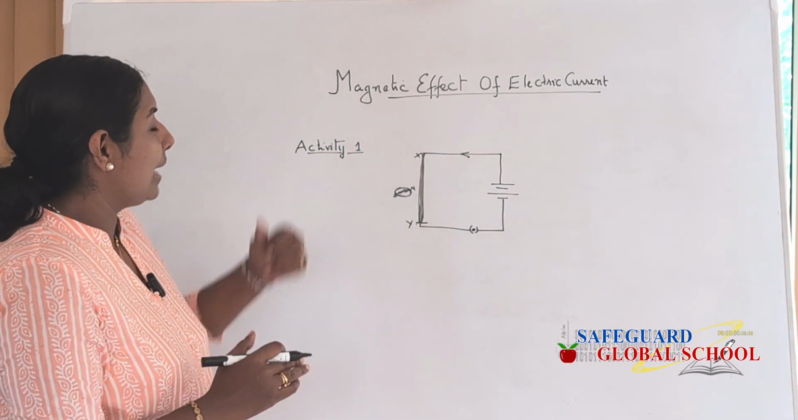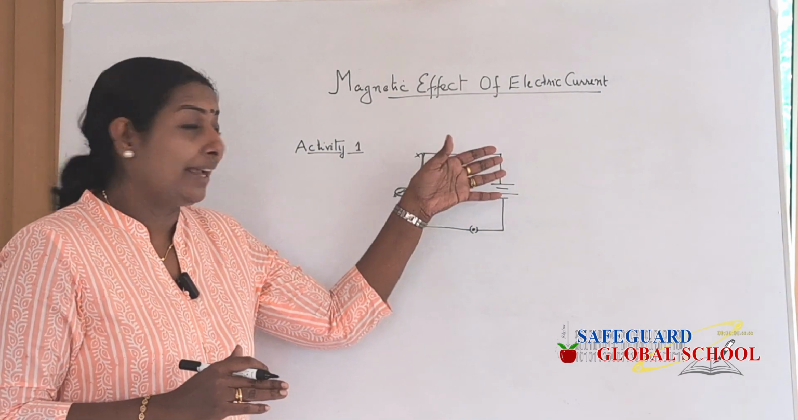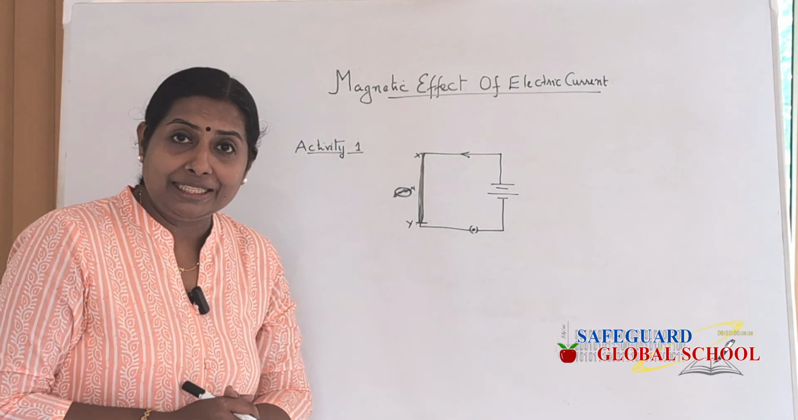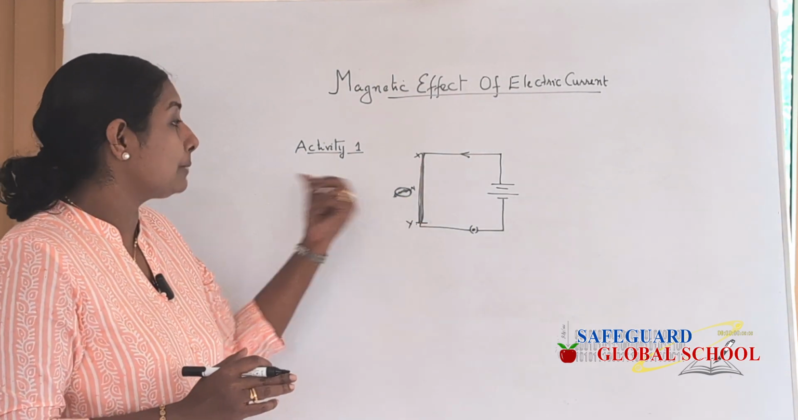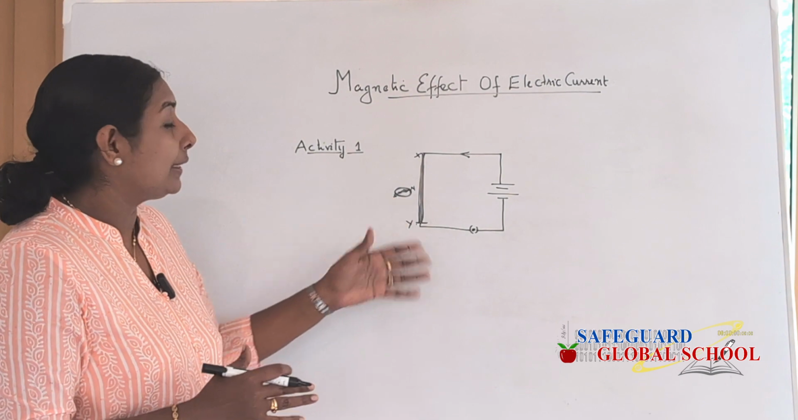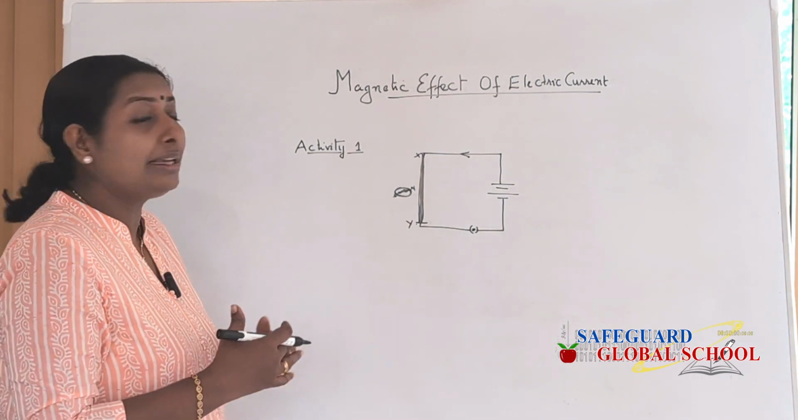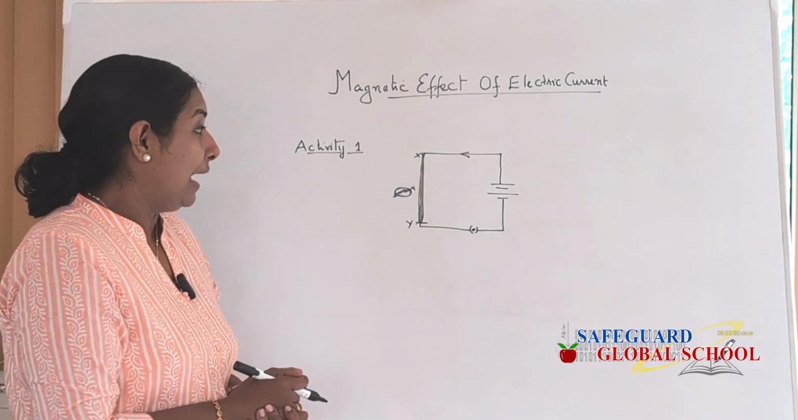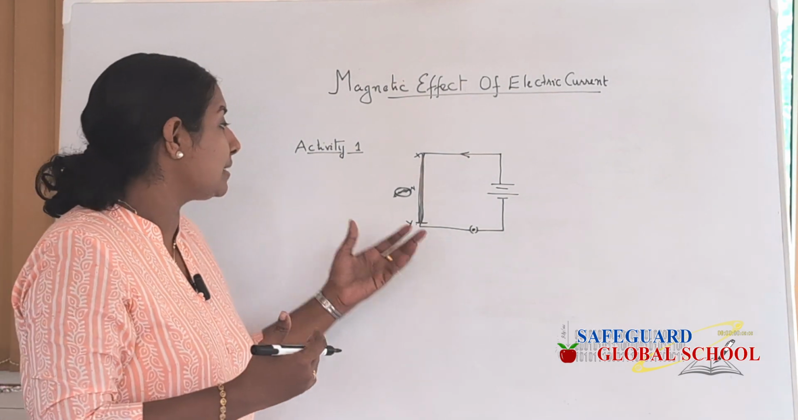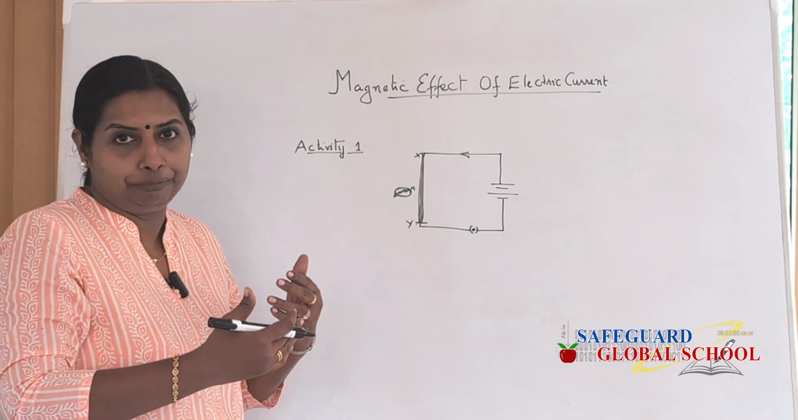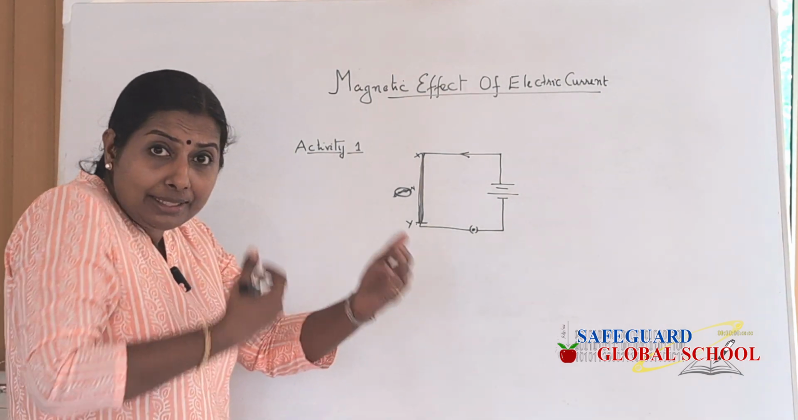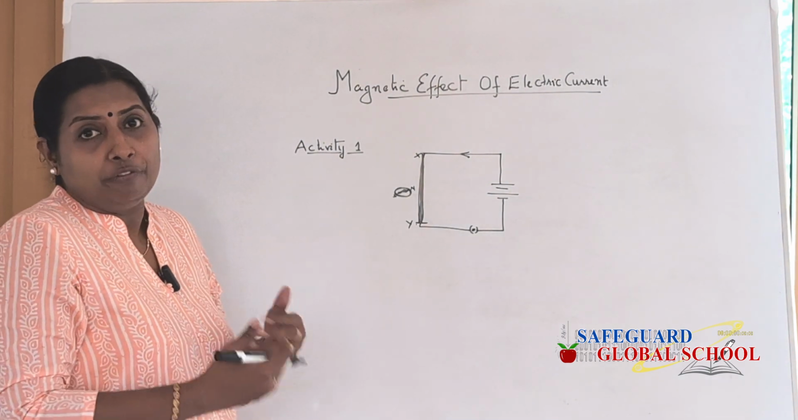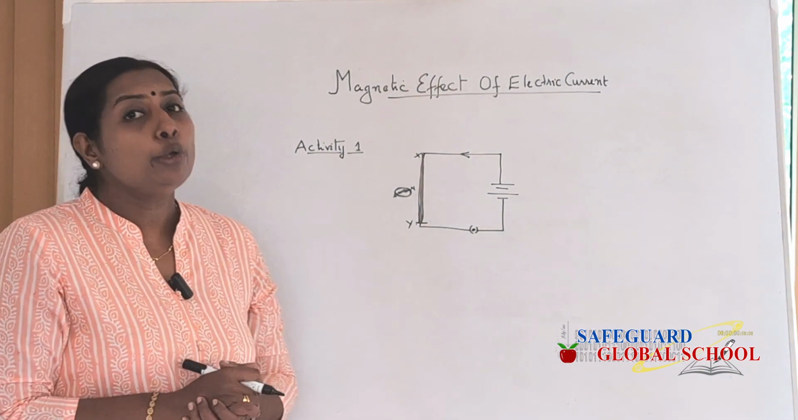So what is the activity? We have to send a current through a conductor, and we can place a magnetic needle, a magnetic compass box, near it. When the conductor starts carrying current, the compass placed near it shows a deflection. And when we increase the current, the deflection also increases. When we reverse the direction of the current, the deflection will be in the reverse direction also. When we switch off the current, there will be no deflection.